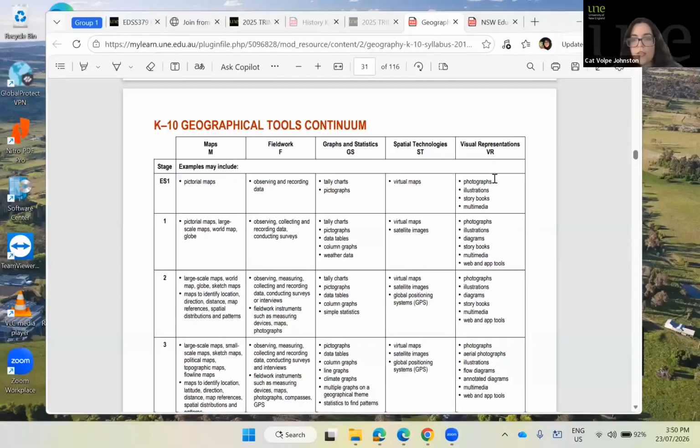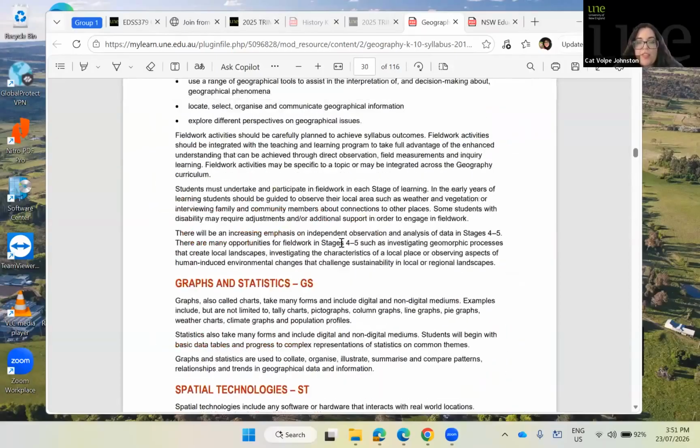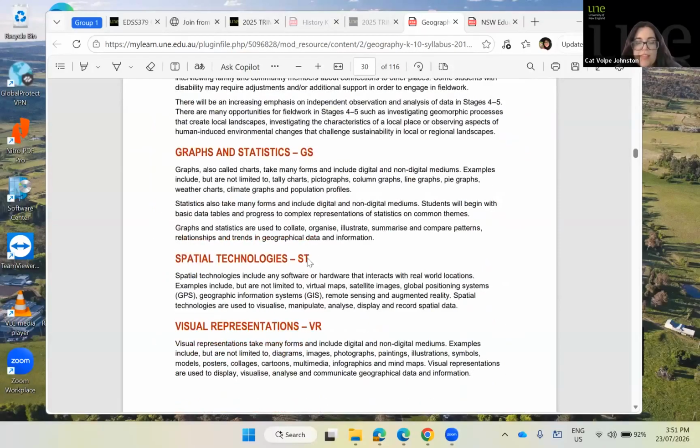Okay, so one more thing I wanted to draw attention to is the geographical tools continuum. In the 2015 version of the syllabus, we know that we have this great table which displays all of the different geographical tools that must be taught across a stage. It was up to teachers to decide which units of work and which content areas would best suit these different geographical tools. The good thing about the 2015 syllabus was that each of these had codes, for example, GS, ST for spatial technologies, and so forth.